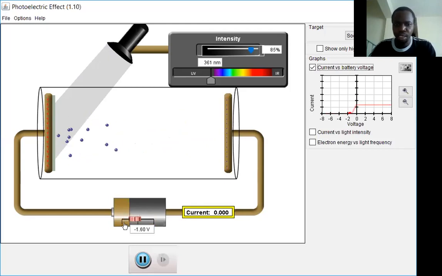I think that is when we reverse the terminals, that's what it means here. When we reverse the terminals, as you can see, it shifts. When we take it to this end, it's positive on the right hand side. When you take it to this end, it's positive on the left hand side. So look at what happens.